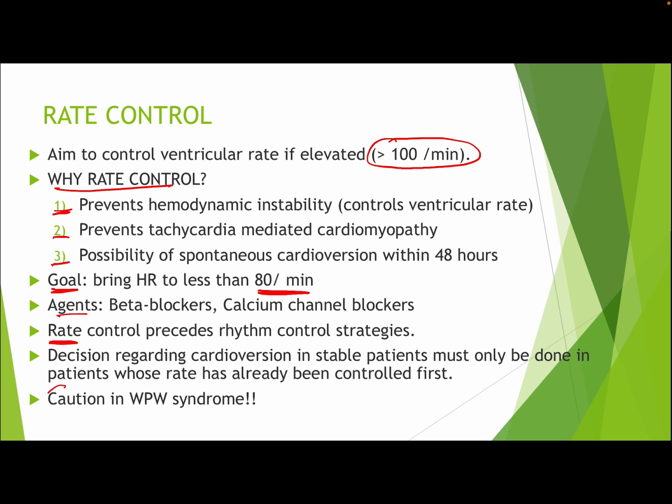Another very important point, always have caution if the patient has WPW syndrome, because rate control has to be very carefully selected in those patients because they have an accessory conduction pathway. In these patients, we should not use agents that can slow down the AV nodal conduction, because that will just increase the transmission of impulses through the accessory pathway. So we should not use beta blockers, calcium channel blockers, or drugs like amiodarone in a patient with these accessory conduction pathways. And these patients are usually treated with procainamide. That's the agent of choice.